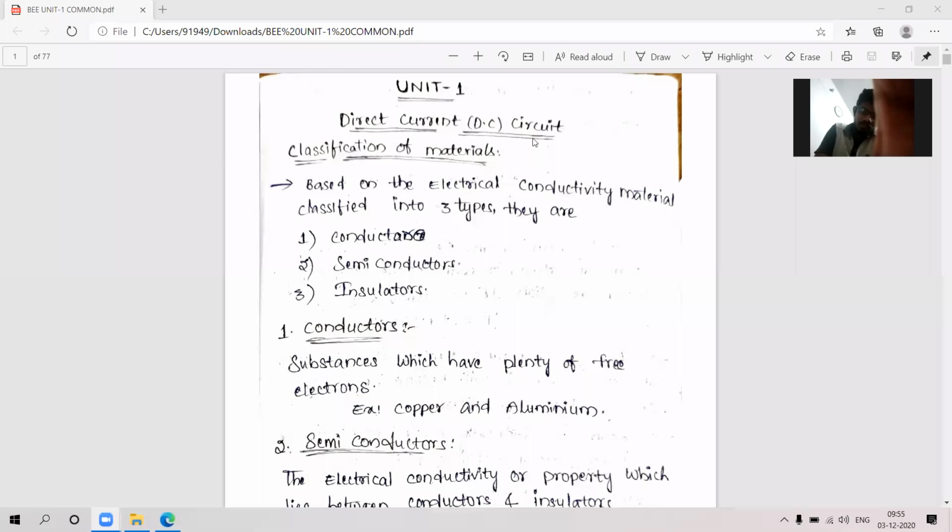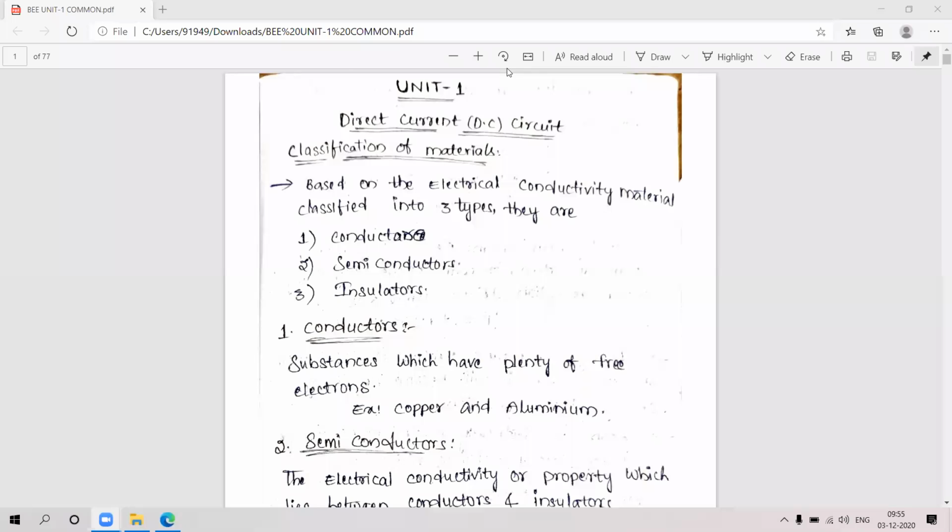Okay, I'll start with the first unit about circuits. That is the DC current. In the second unit, we are going to start with the AC current. So we will start with DC. There are two types of currents in total. One is AC, another one is DC.